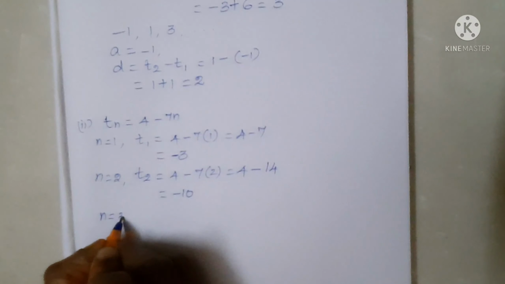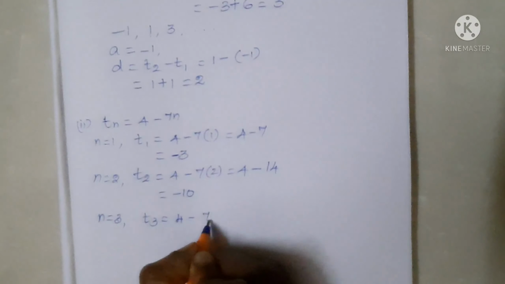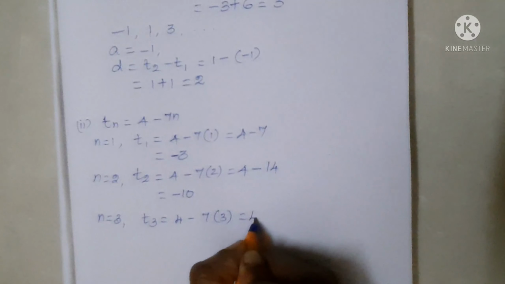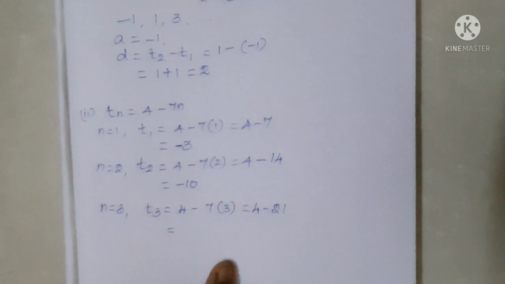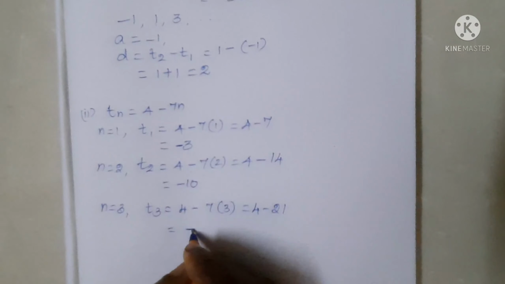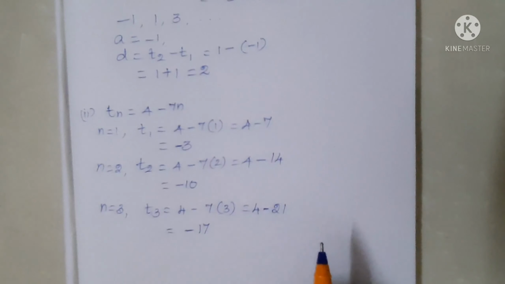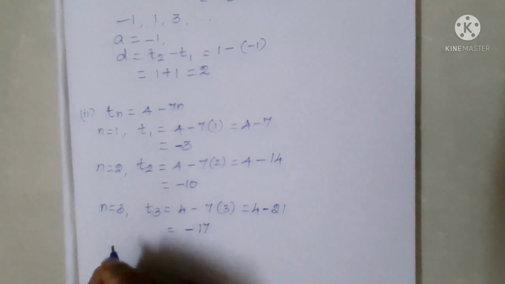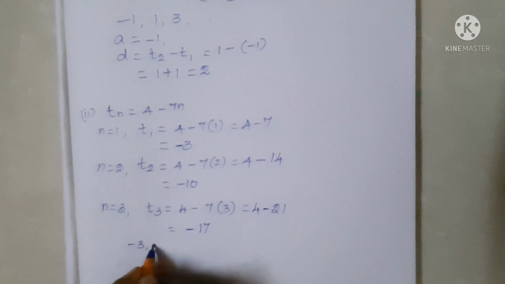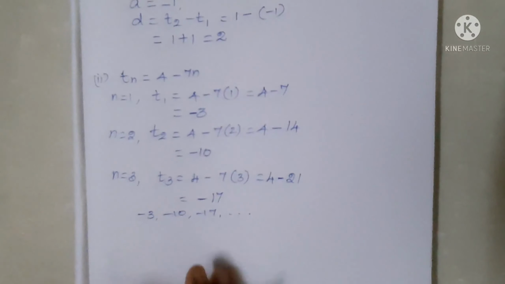Then you put n is equal to 3. You will get T3 is equal to 4 minus 7 into 3. That is 4 minus 21. How much is 4 minus 21? So here you will get 17, that is minus 17, because the biggest number has the minus sign. So you have to put minus 17. Now you will get 3 terms: minus 3, minus 10, minus 17, etc.